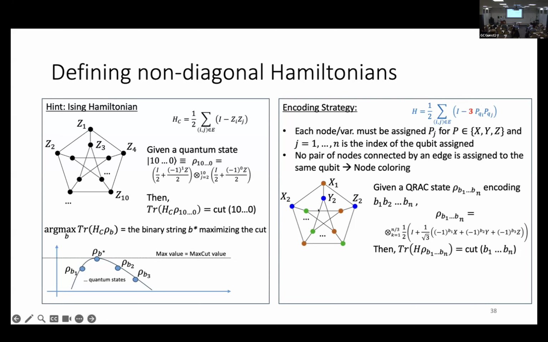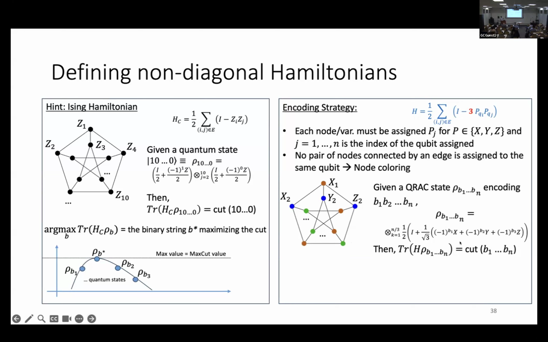So again, the idea is to color the graph that you want to cut with maximal cuts, then assign the nodes with the same color to the same qubit, and then build this Hamiltonian based on this coloring. We can confirm that if we have a quantum state which is a product state of the random access code that I showed you before for 3 bits, then any product state of this 3-bit encoding will encode the cut value of this graph for any possible bit string that we have, right?